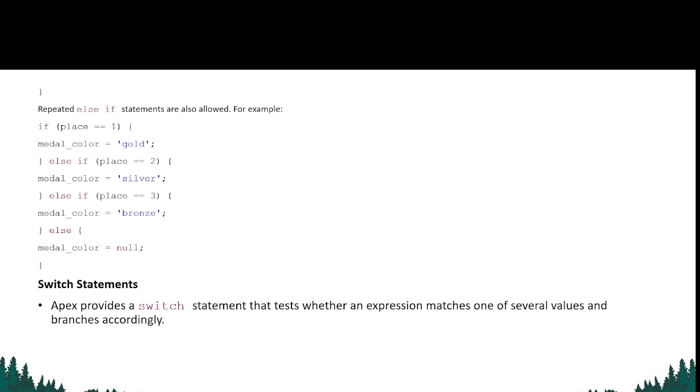Then we have repeated else if statements. That is also acceptable in the Apex language. So if place equals 1, then you get the medal as gold. Else if place is 2, then the medal is silver. Else if it is third place, then the medal is bronze. And if these three conditions are not satisfied, then you are not getting any medal, and that value is null.